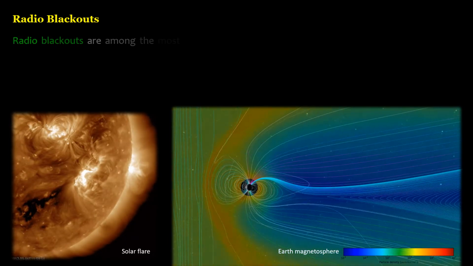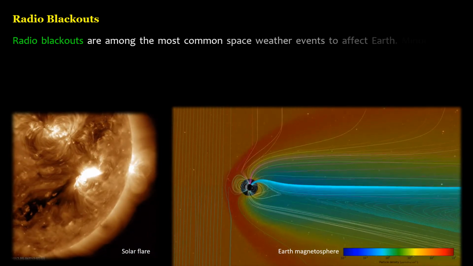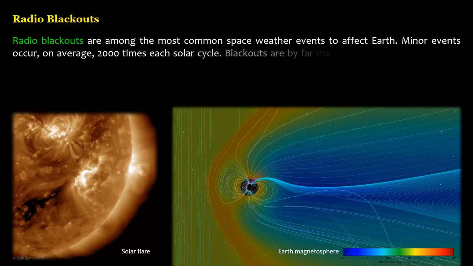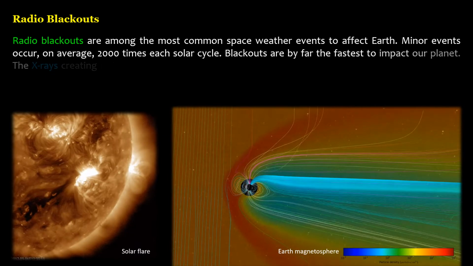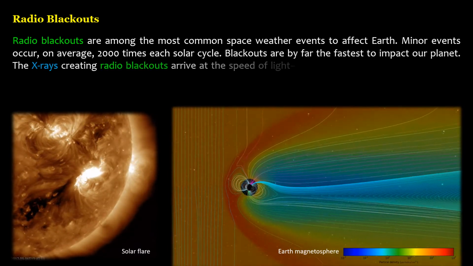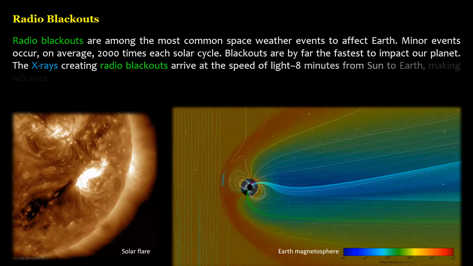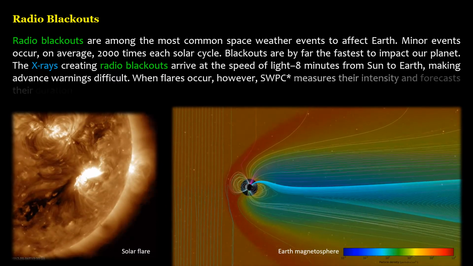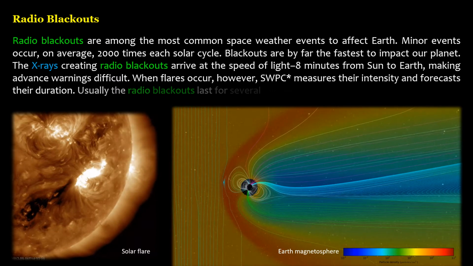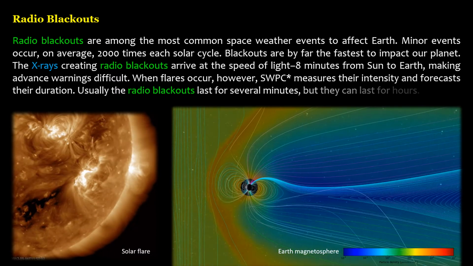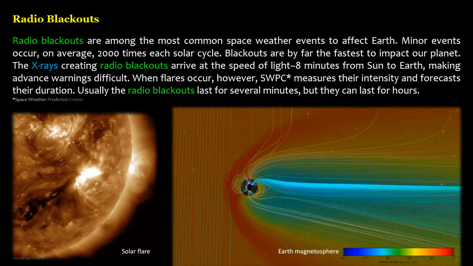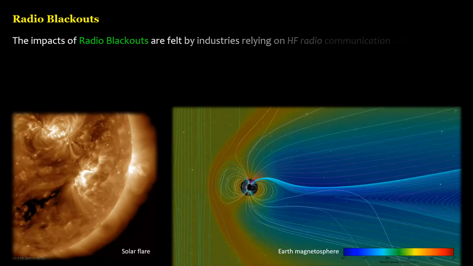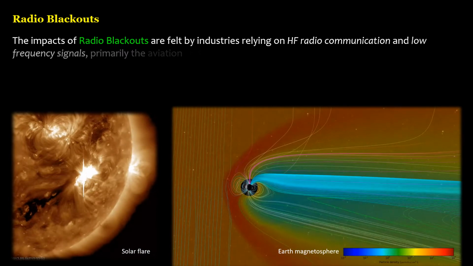Radio blackouts are among the most common space weather events to affect Earth. Minor events occur, on average, 2,000 times each solar cycle. Blackouts are by far the fastest to impact our planet. The X-rays creating radio blackouts arrive at the speed of light, 8 minutes from Sun to Earth, making advance warnings difficult. When flares occur, however, SWPC measures their intensity and forecasts their duration. Usually the radio blackouts last for several minutes, but they can last for hours. The impacts of radio blackouts are felt by industries relying on HF radio communication and low-frequency signals, primarily the aviation and marine industries.